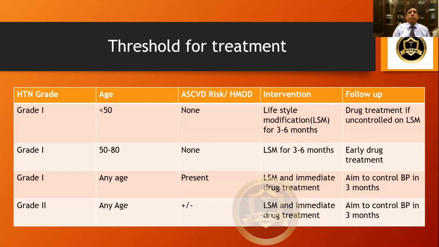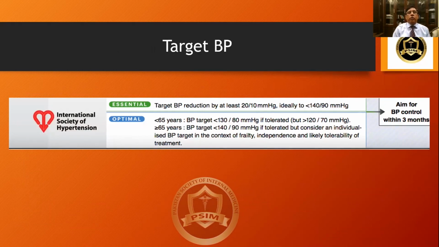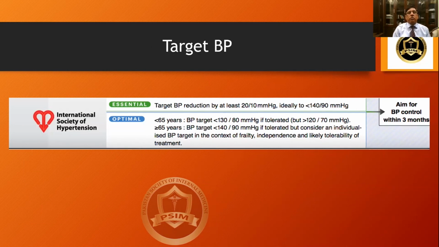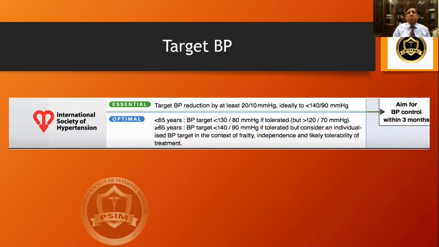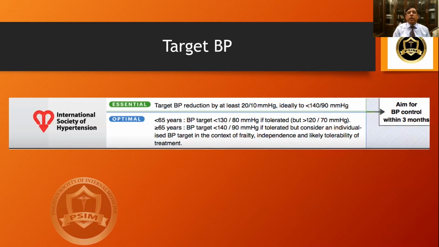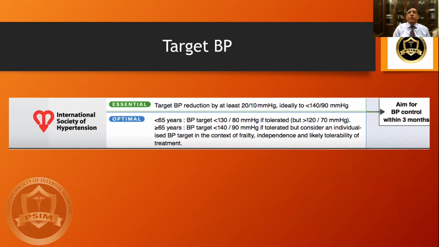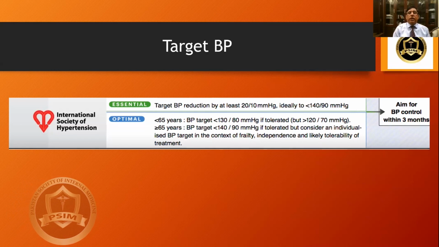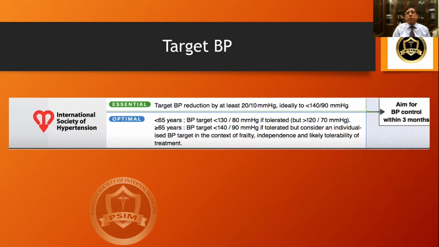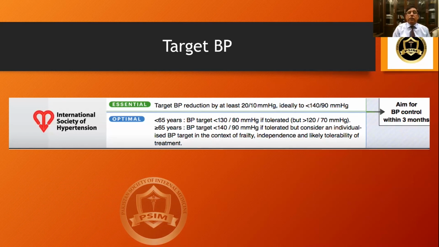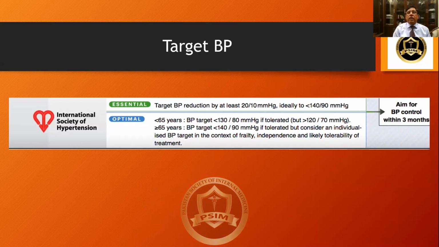within 3 months. The target blood pressure: how much lower do we want to go? As we already said, a reduction of 20/10 from the baseline and ideally to less than 140/90 is our aim to be achieved within 3 months of the start of intervention or medication. Optimal is that if your patient is less than 65, you target a blood pressure of less than 130/80 if tolerated, but should keep it above 120/70, not less than that.